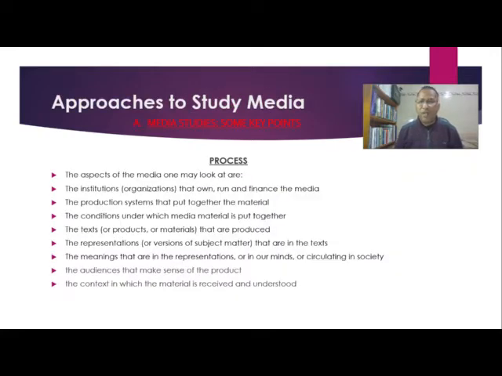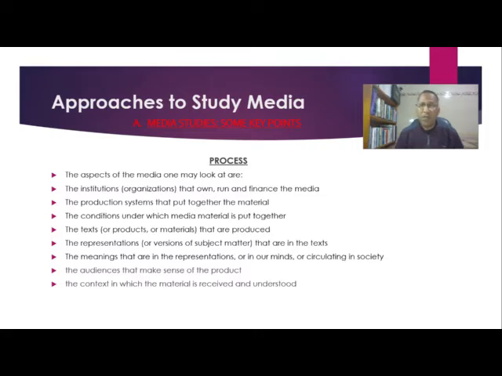The first approach that we have to understand is, of course, to understand media as a process. And for this, there are aspects of media that may look at various things. Number one, the institutions that own and run and finance the media, because it is very important. Research in this regard helps us understand the internal mechanisms of how media work, because having this idea about the producer, the scenario, the technical aspect, the visuals are all important in constructing specific meaning and framing the audience with meaning.